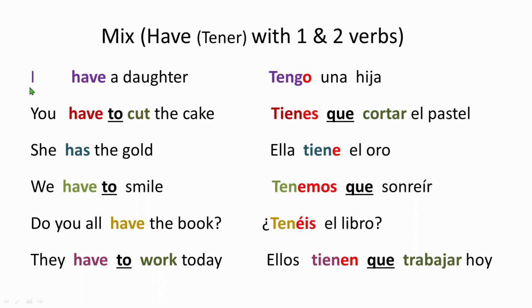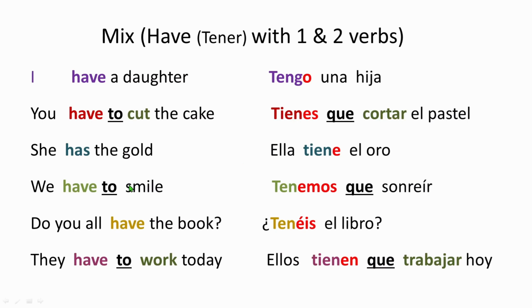Okay, so when you say I have a daughter, tengo una hija. Okay, tengo is I have. You have to cut the cake. Tienes que cortar el pastel. Tienes, you have, que, you know, to. Cortar is cut. El pastel is cake. Okay, she has the gold. Ella tiene el oro.